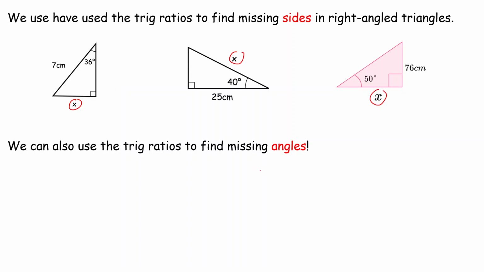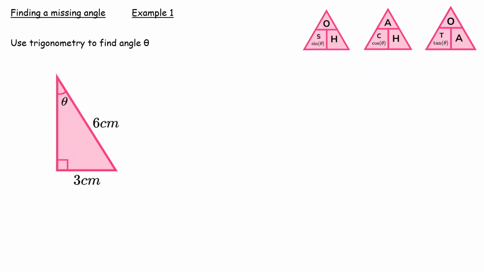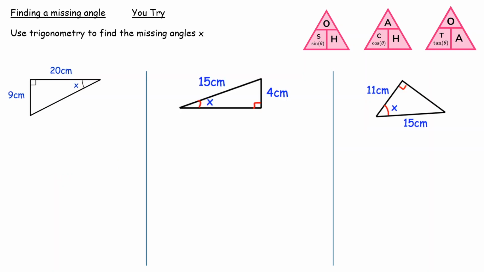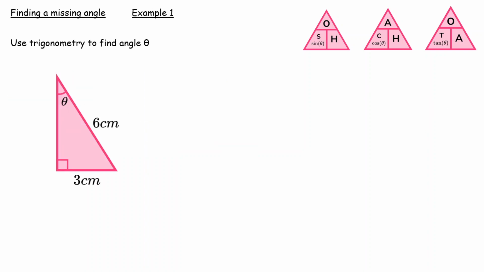But it works in the same sort of way. In the exact same way, right? You get your triangle, you label it, you find your formula, and you go from there. So let's just begin. Example 1. We'll go through 2 examples, and you can try 3 yourself, and then that should be good. Example 1 is use trigonometry to find the missing angle theta.